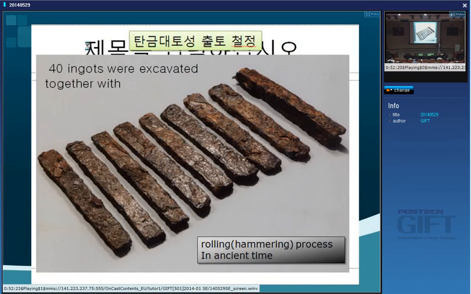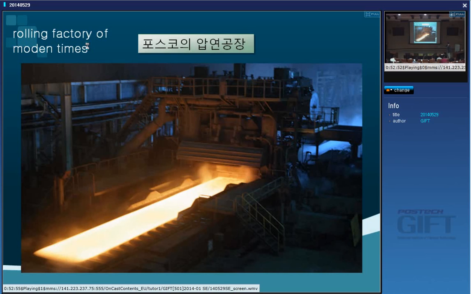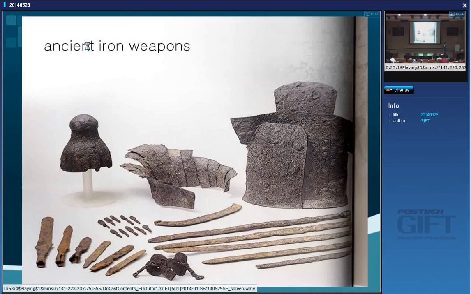But it's impossible. To know that there is technology, we must analyze these artifacts. But our government didn't understand. This ingot means that the same method as nowadays' procedures was used. I think from those ingots, workers and smiths made many kinds of iron tools, weapons, and agricultural tools, various iron tools.